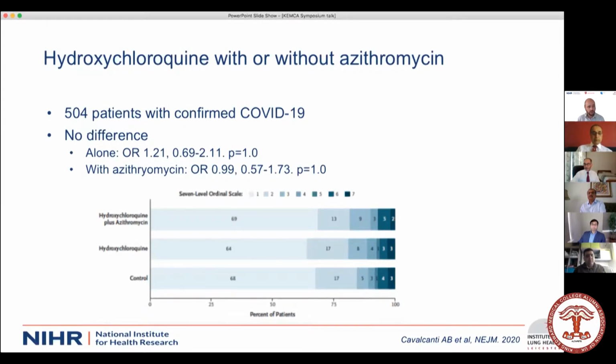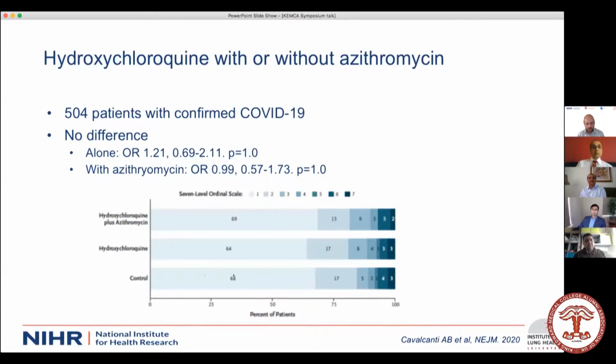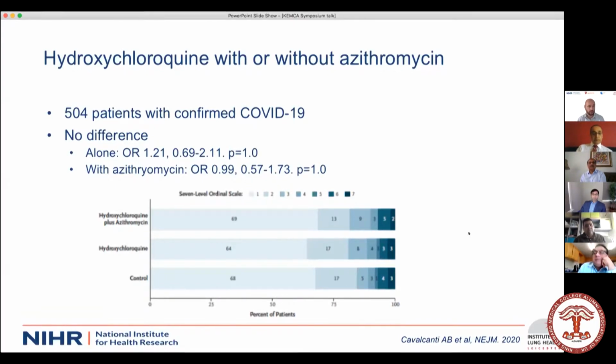And no difference was noted in those who received hydroxychloroquine, whether or not you used azithromycin with it. So it's not often you see a p-value of exactly 1 for both, which can tell you quite safely that it didn't work. And if we just look at clinical improvement, we can see that those in the control were completely the same as hydroxychloroquine alone or hydroxychloroquine plus azithromycin. So this trial of 500 patients showed no difference with hydroxychloroquine.